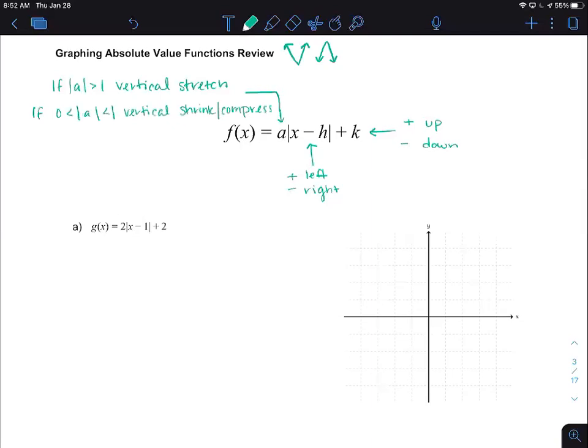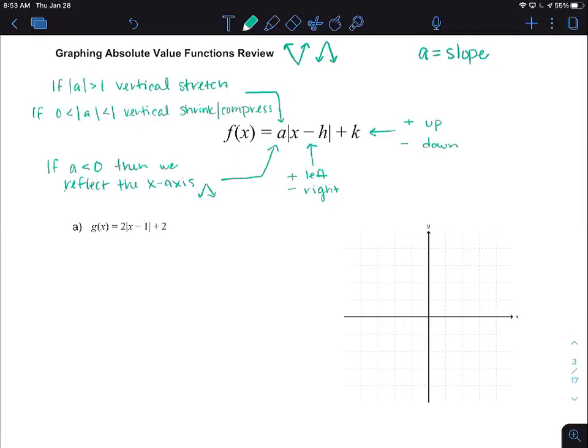Okay, the other thing we talked about with A was if A is negative, or A is less than 0, then we reflect over the x-axis, meaning that our absolute value is facing down. Okay. We also talked about how A equals our slope only when we look at absolute value functions.